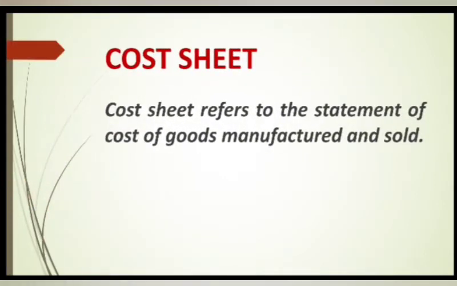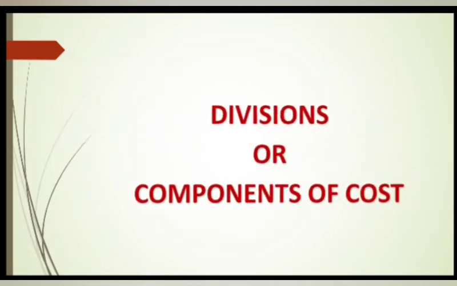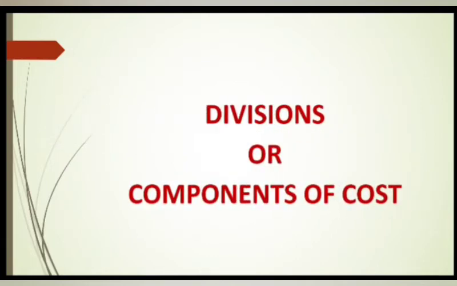Cost sheet refers to the statement of cost of goods manufactured and sold. It is a statement which is prepared to analyze the total cost of production and cost of sales. In a cost sheet, the total cost is analyzed by subdividing into divisions, that is the prime cost, work cost, cost of production and also cost of sales. So we'll go with the divisions or the components of the cost.